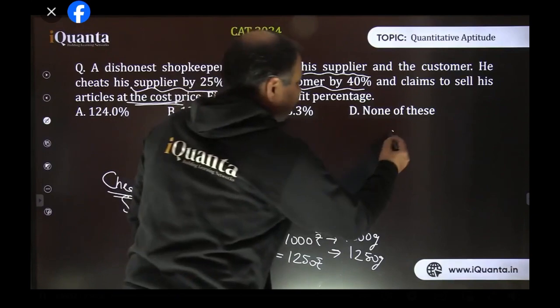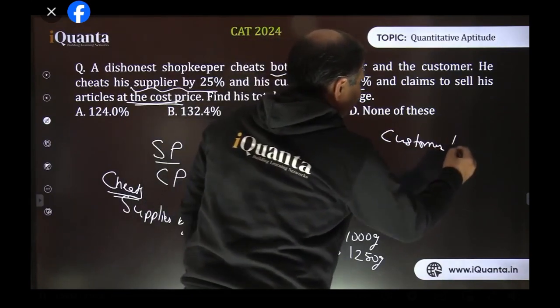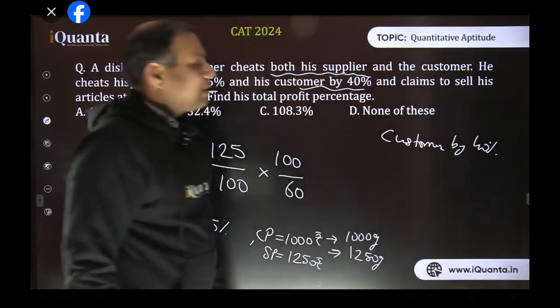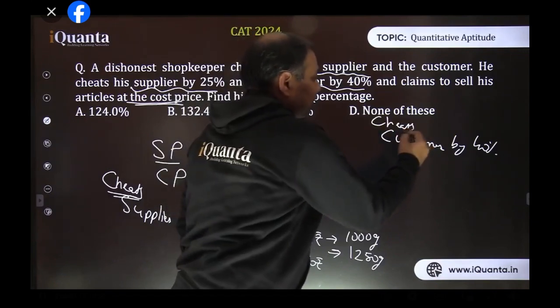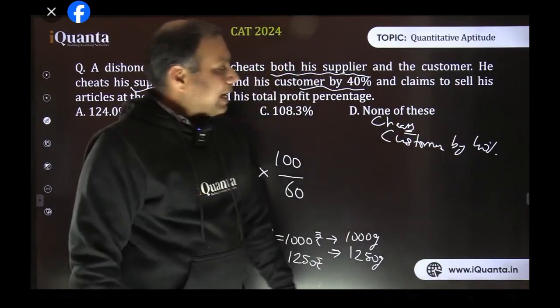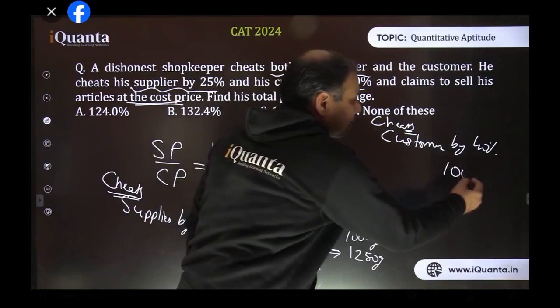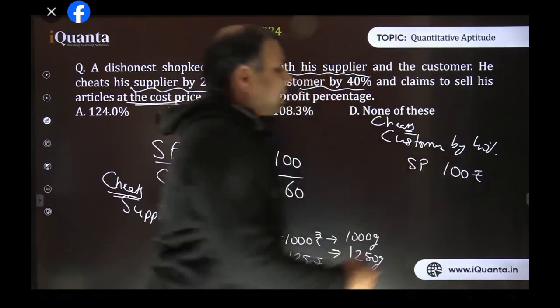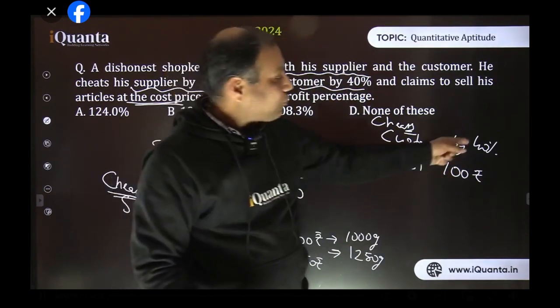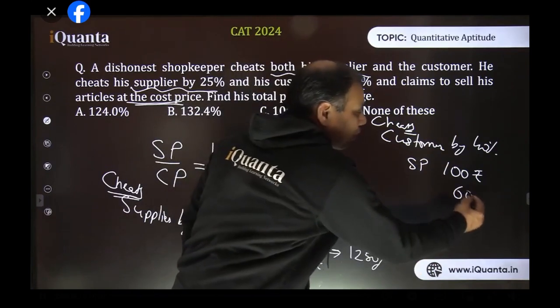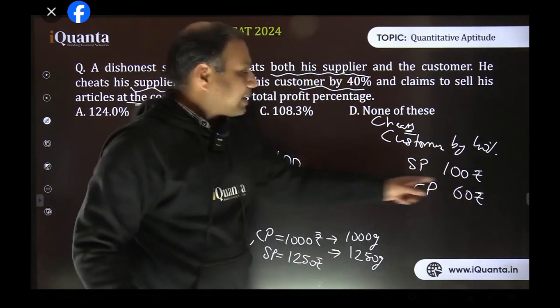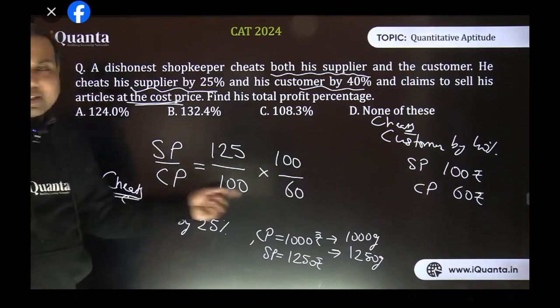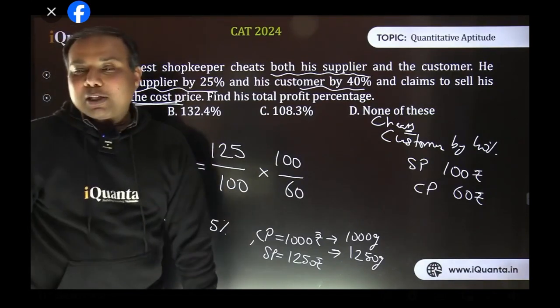See, when he cheats his customer by 40%, we discussed this in the beginning as well. It means he is charging rupees 100, but he's giving 40% less quantity, right? That means he's giving goods worth rupees 60 only. So his CP is 60 and SP is 100. That's how it is 100 by 60. Because it is not 140 by 100.